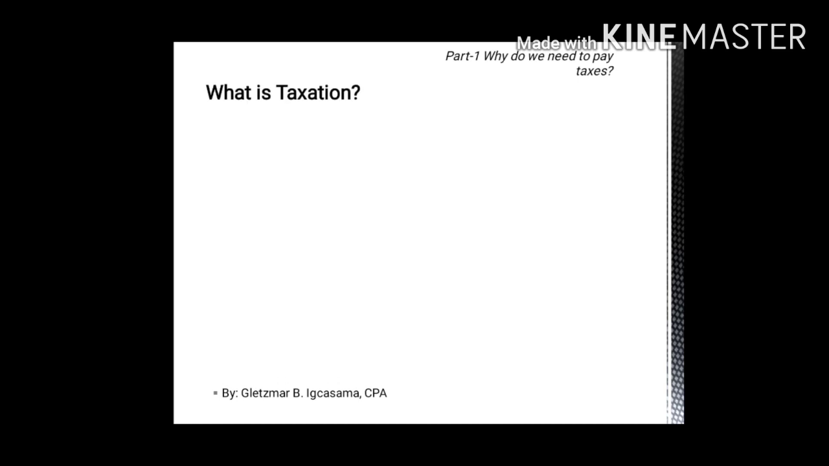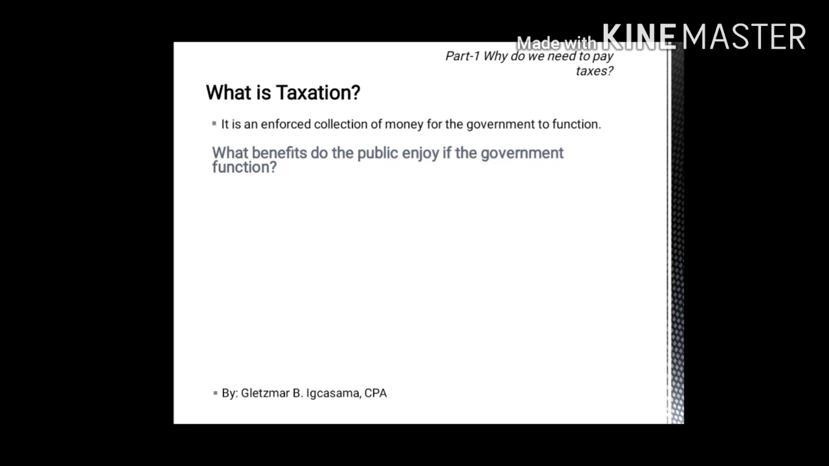In order to answer that, let's define first taxation. Taxation is an enforced collection of money for the government to function. Yeah, the question is, does the government really function? Do we enjoy benefits? The answer is yes. And there are a lot of examples. The first one is public order and public safety. This is very necessary, especially now that we have our pandemic and we don't have any vaccine. So the government is in charge of promoting public order and public safety.